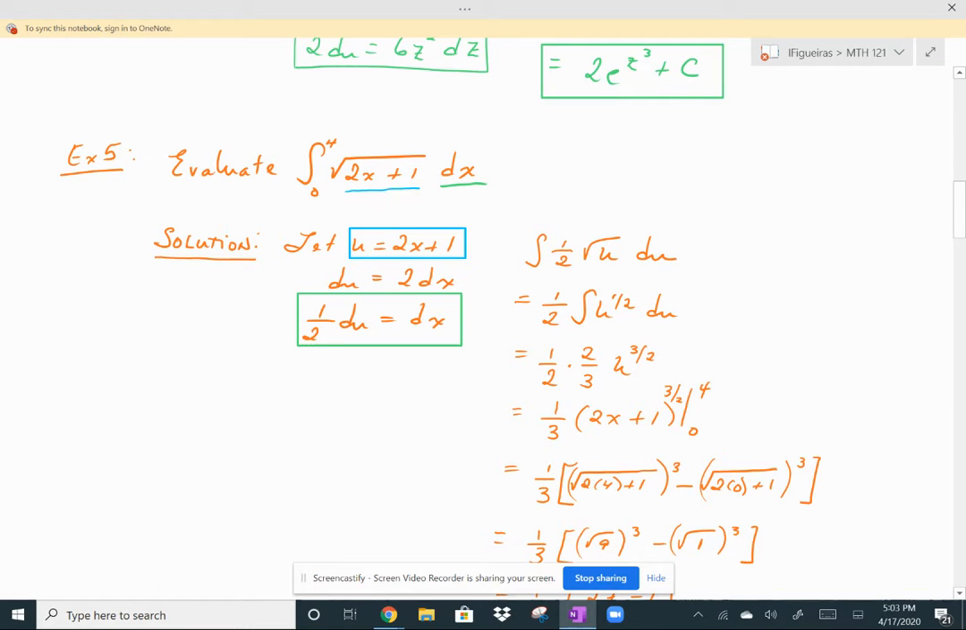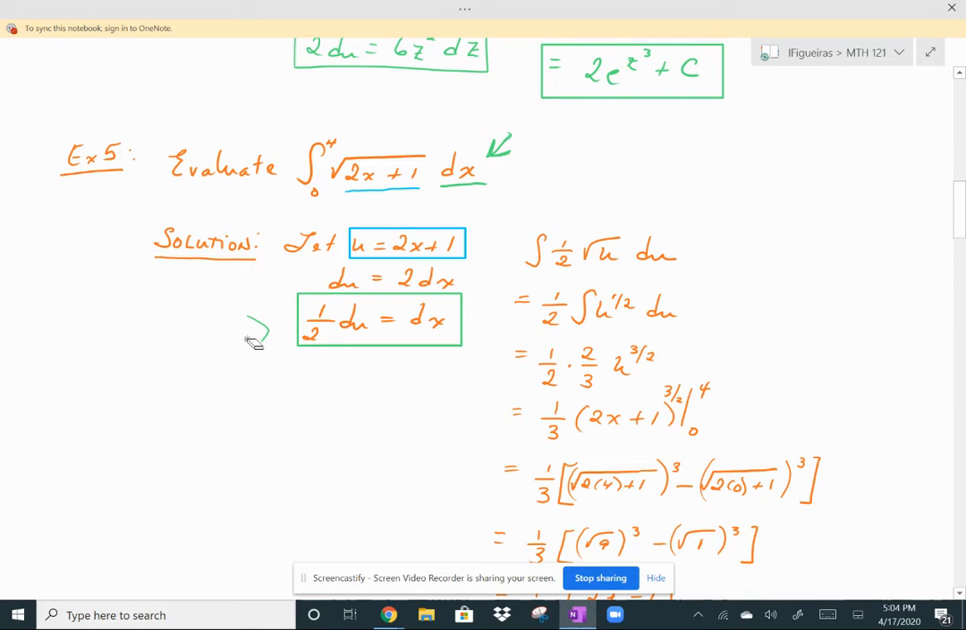And then your differential du is 2 dx. But notice I don't have a 2 as a coefficient in the original problem. All I have is a dx. So the way you get rid of that 2 is that you multiply both sides by a half. So I have 1/2 du equals dx. So 1/2 du will replace this, will substitute.